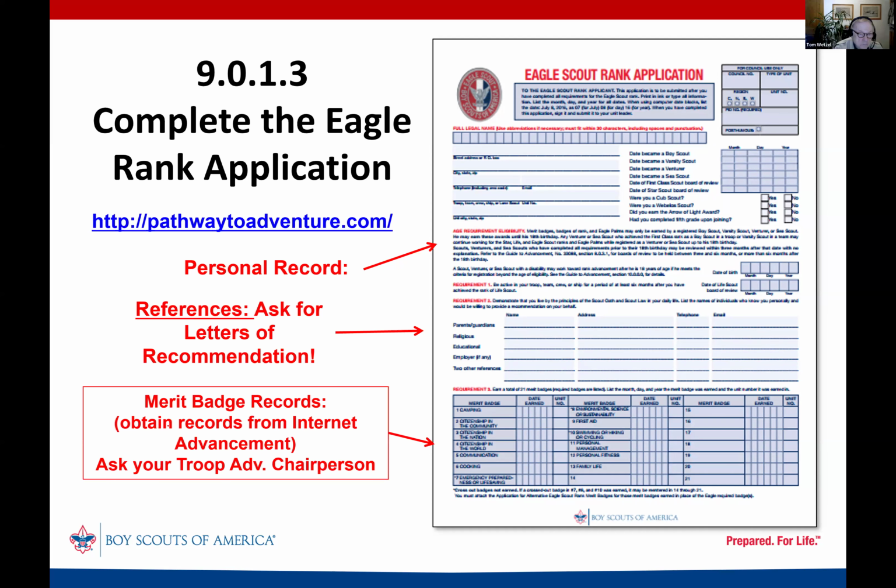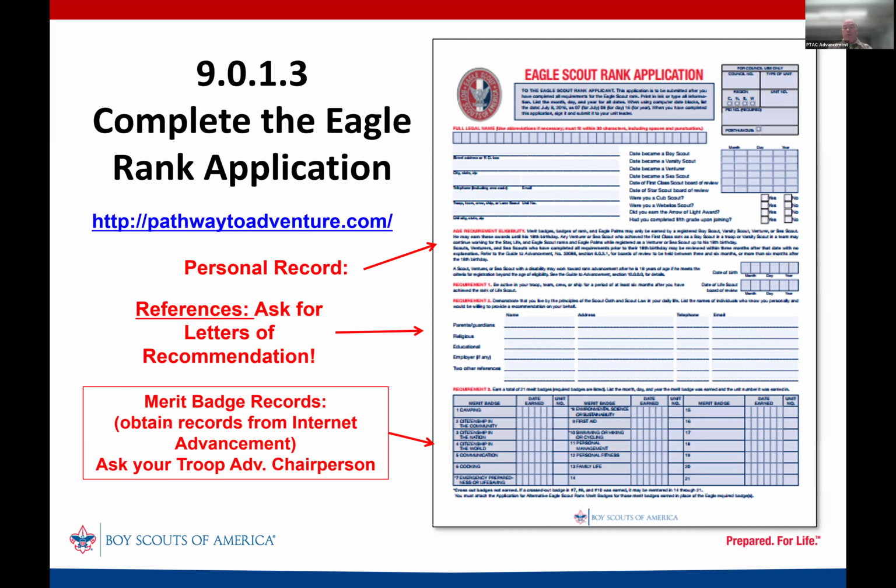All right. Then down at the bottom of the first page of the application is where we list all the different merit badges the scout has earned. There are a number of ways the scout could get this information. They might have a record themselves. Often the troop has an advancement chairperson. But one of the easiest ways currently is using Scoutbook, which I guess is now called Scoutbook Plus, and Internet Advancement, with all the different pieces in there.